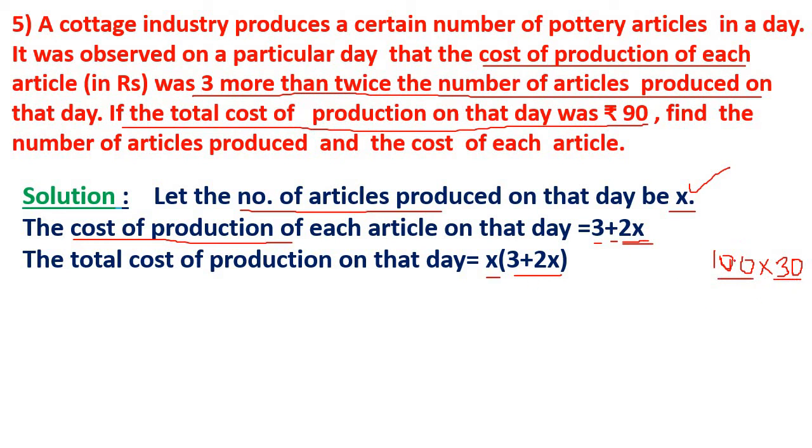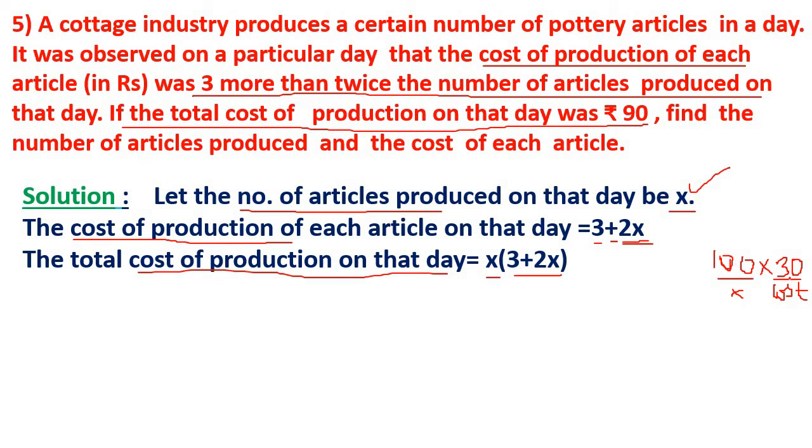Here the number is nothing but x, and this is in rupees. The cost is 30. Therefore we can write x into 3 plus 2x. So the total cost of production on that day is x into 3 plus 2x.